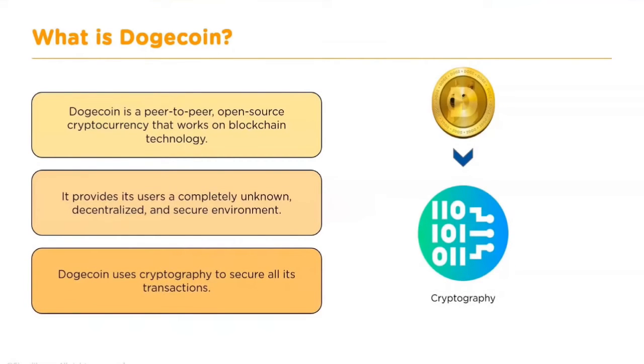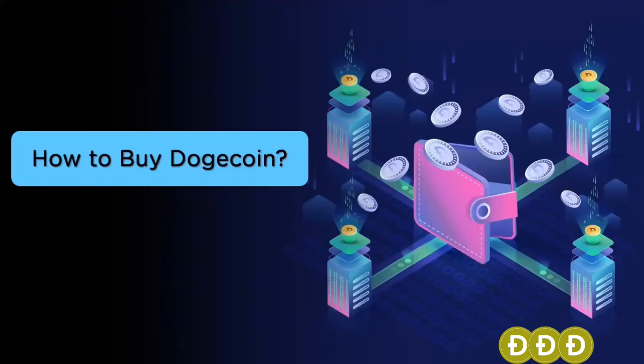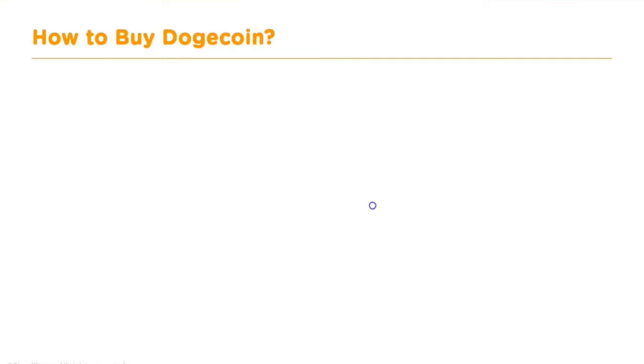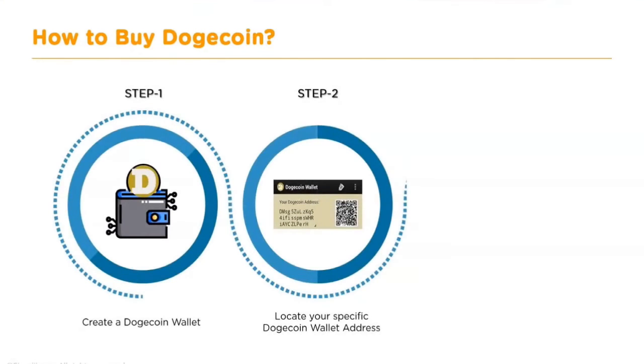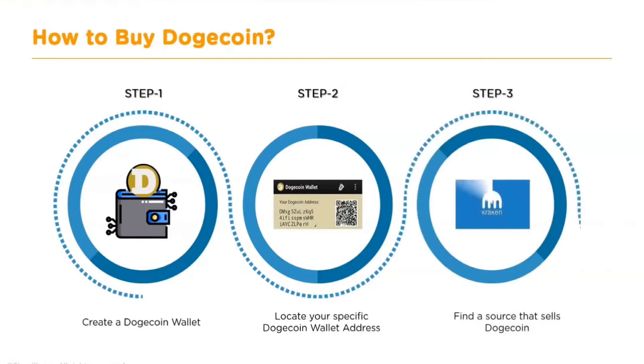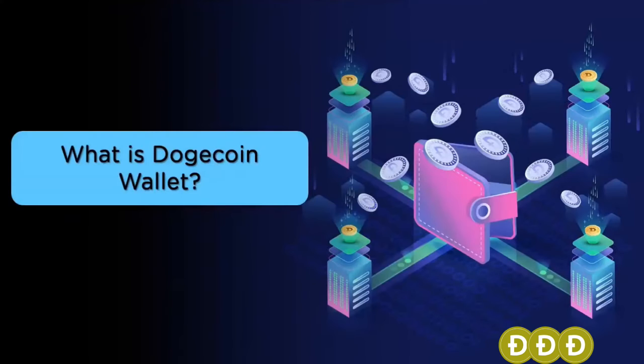Now let's proceed further and have a look at the process of how to buy Dogecoin. You can buy Dogecoin by following these steps. Step 1. Create a Dogecoin wallet. Step 2. Locate your specific Dogecoin address, which is a long array of characters that starts with a capital D followed by any other capital character or any number. And step 3. Find a source that sells Dogecoin. And voila, buy Dogecoins.